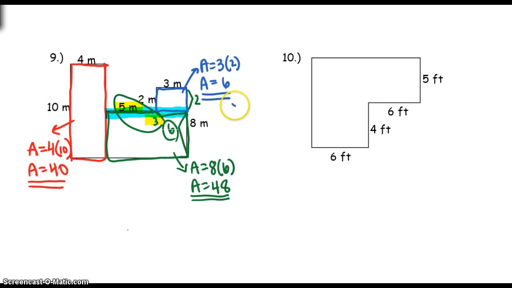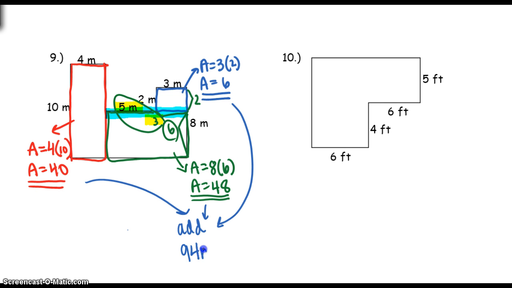So the last thing we're going to do here is we are going to add these together. And when you add 40 plus 48 plus 6, you're going to get 94 meters square. All right, so I want you to try number 10. I know it's not going to be the easiest thing in the world for you, but I have faith in you. Just break it up.